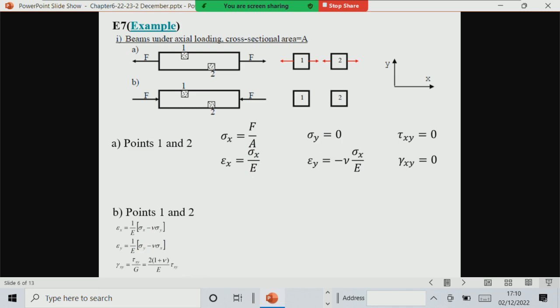Now the bottom two points have the same situation as the top ones, except the force applied is compressive. So we just have to add a negative sign next to whatever value you have on the top. So for the compressive one, minus F over A, sigma y zero, shear stress zero. So the signs are hidden inside these terms. Any question in relation to this one?